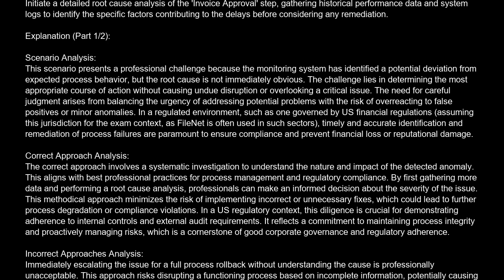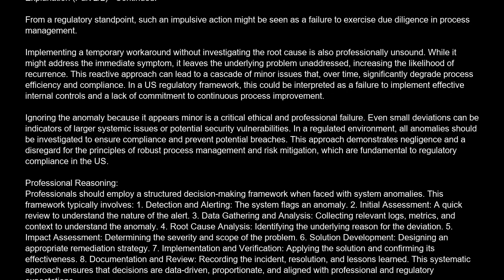Incorrect approaches analysis. Immediately escalating the issue for a full process rollback without understanding the cause is professionally unacceptable. This approach risks disrupting a functioning process based on incomplete information, potentially causing more harm than good. It demonstrates a lack of analytical rigor and could lead to unnecessary downtime, impacting business operations and potentially violating service-level agreements.